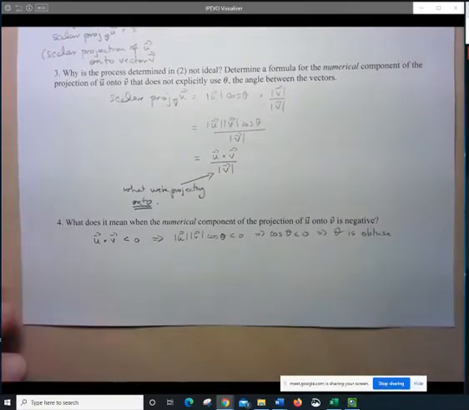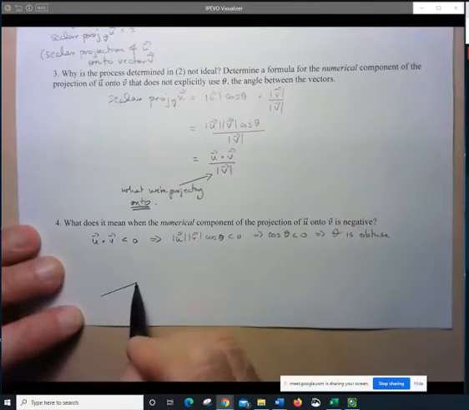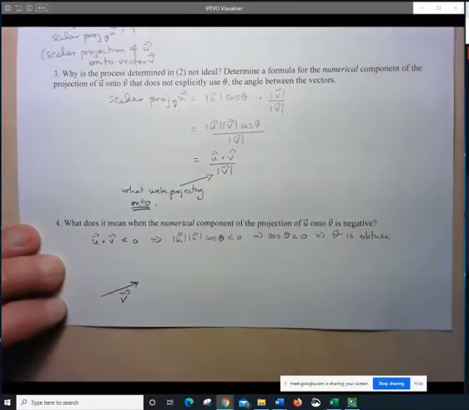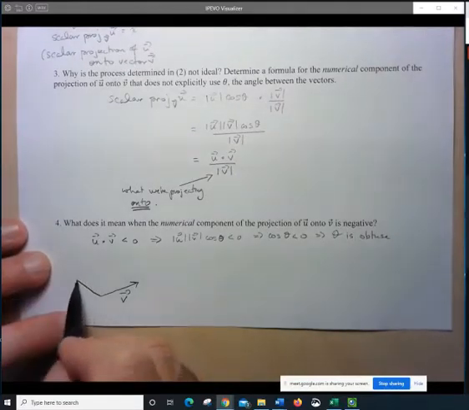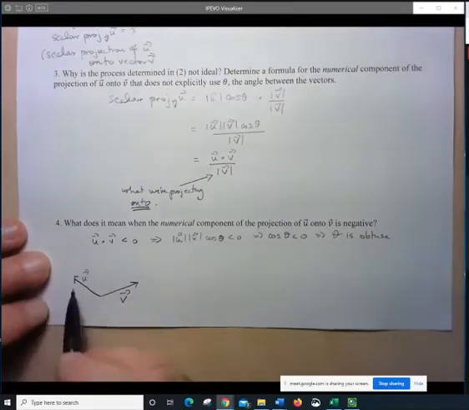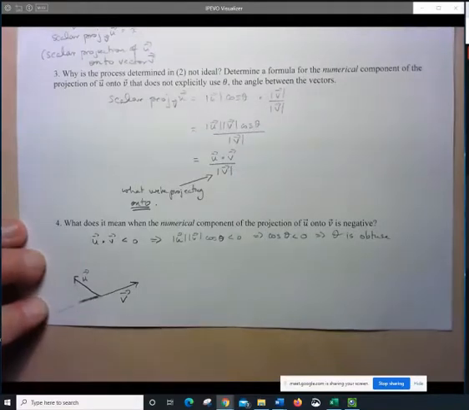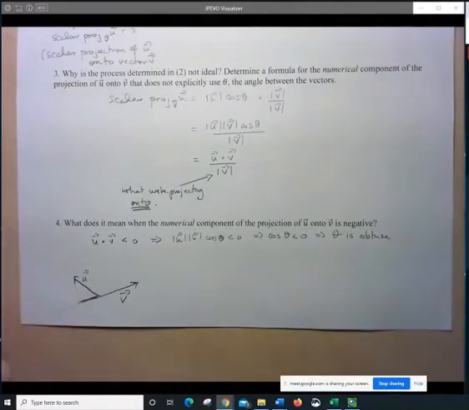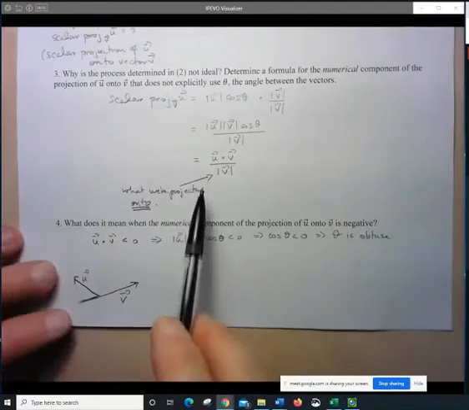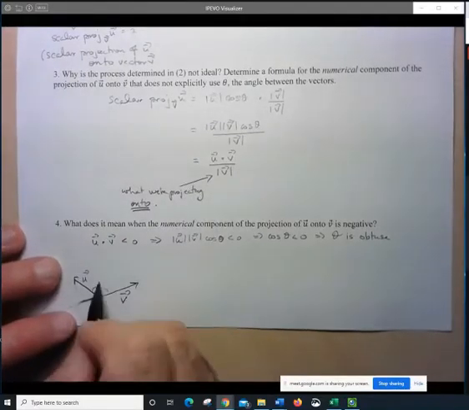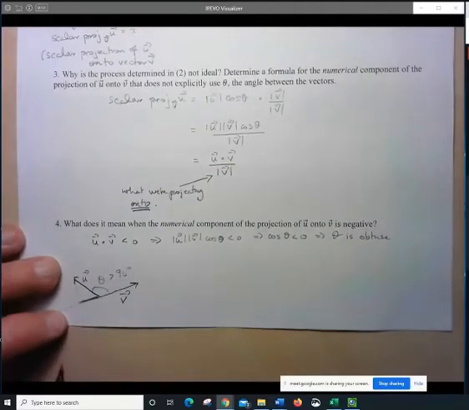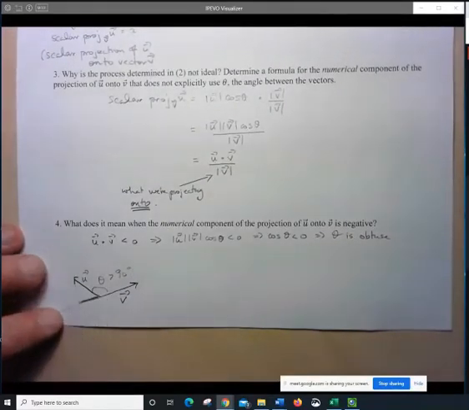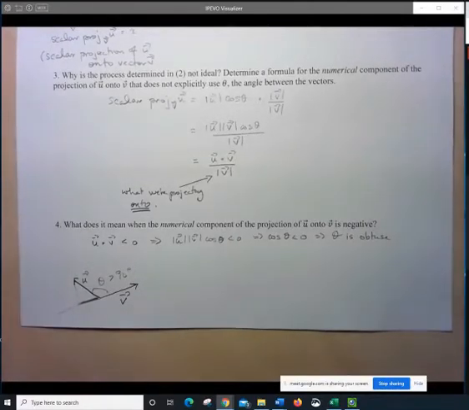All right, so what does that mean? Well, it means that if this is the vector I'm projecting onto, say v, then u must be pointing in the opposite direction. So this scalar projection, this shadow that we're looking for, is in the opposite direction to the vector v. Okay, so that's what it tells us. If this numerical component, if this scalar projection is negative, it means that the angle between u and v is greater than 90 degrees, and it's going to create that shadow on the other side of v. Okay, useful information to know.